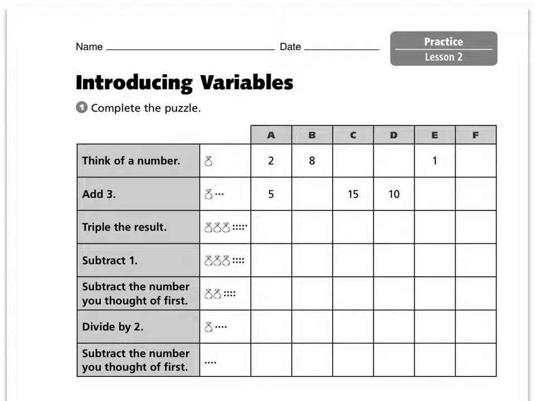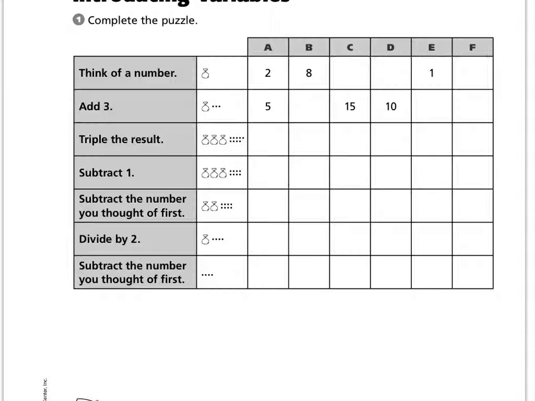Let's look at Chapter 14, Lesson 2, Practice, Introducing Variables. Complete the puzzle below. Think of a number. So you have 2, then you're going to add 3 to it. So 2 plus 3 is 5. Then you're going to triple the result. So 5 times 3 is going to be 15.